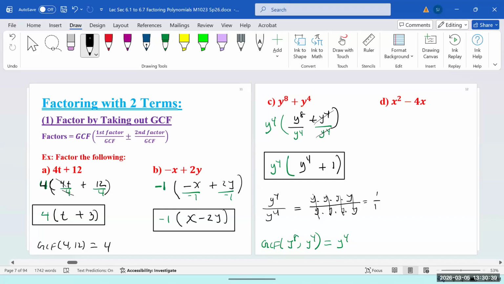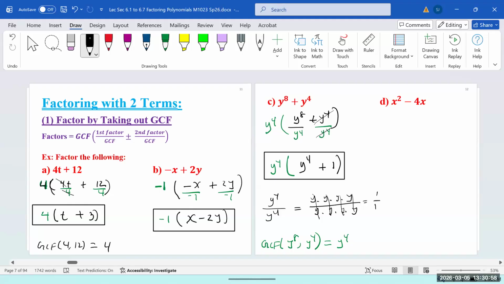Because see, y to the 4 is the GCF, we know. So you divide y to the 8 by y to the 4. In division, we subtract the powers. So 8 minus 4 is 4. And y to the 4 divided by y to the 4, see here, that is also 4.